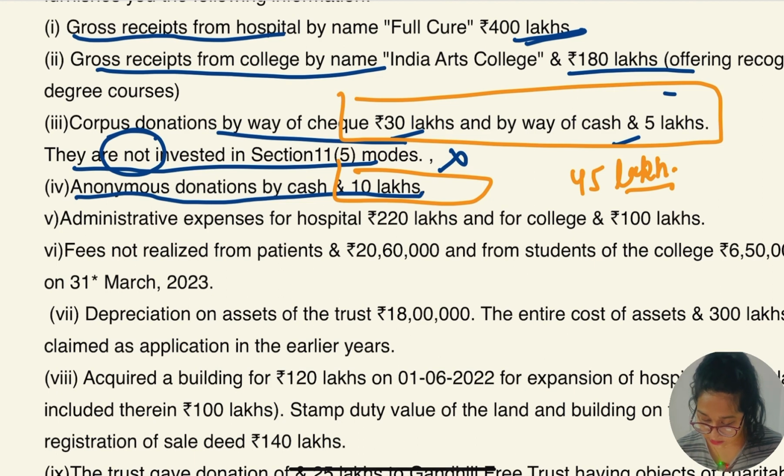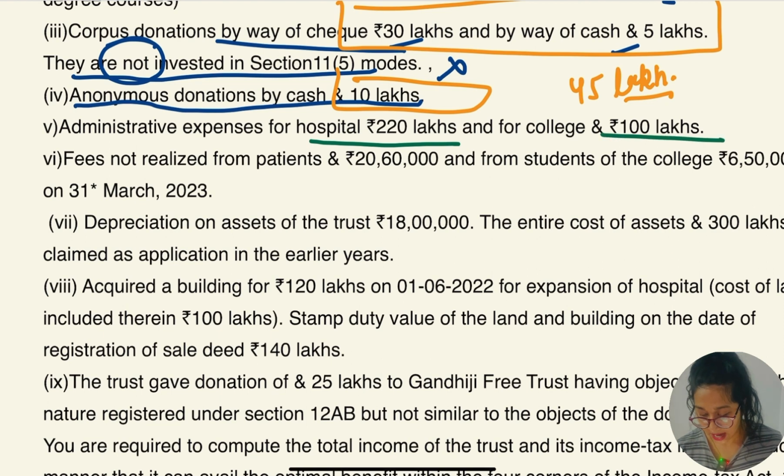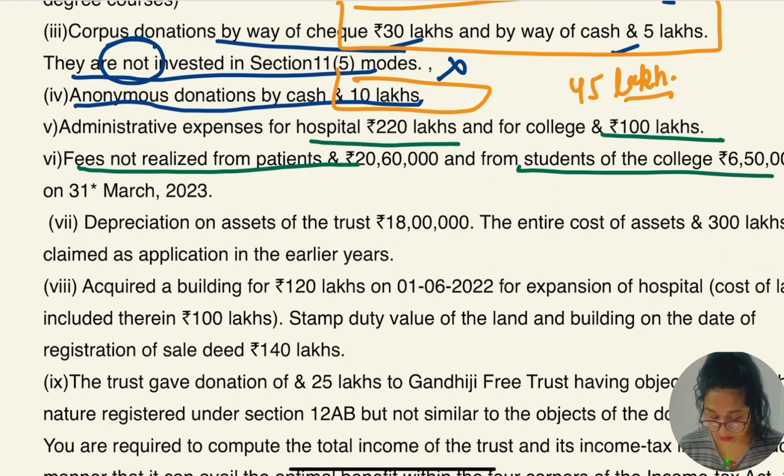Now let's go for the other part, which is administrative expenses for the hospital: 220 lakh and 100 lakh. These are the administrative expenses. Now here comes another point, which is saying fees not realized from patients, 20 lakh 60,000, and from students also the fees is not realized.